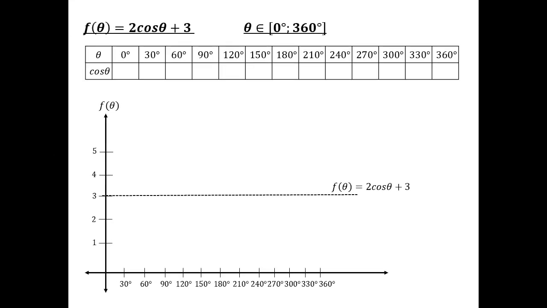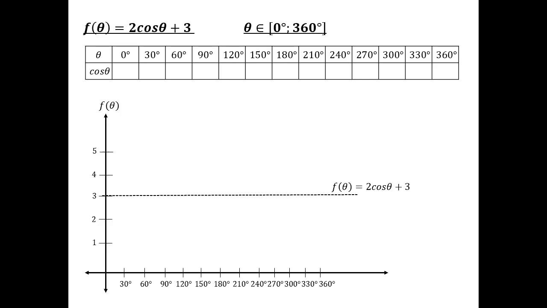Let's take a look at this example question. So here we have to sketch the graph of a transformed cosine function. The function is given by f of theta is equal to 2 cosine of theta plus 3, and it's defined for theta in the closed interval 0 degrees to 360 degrees. So 2 cosine of theta indicates that the cosine function is multiplied by 2, which affects the amplitude of the graph.